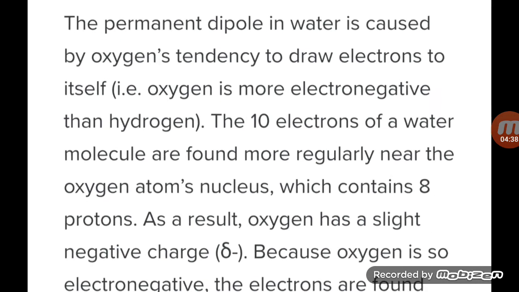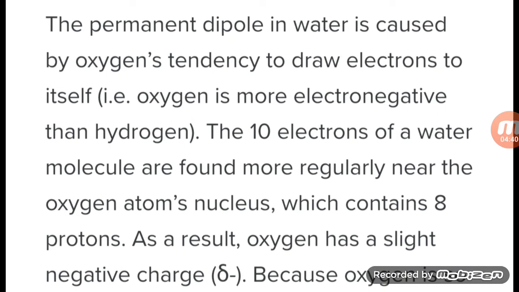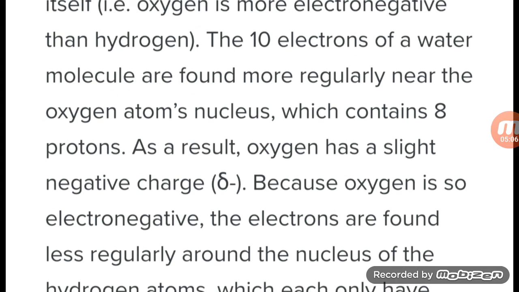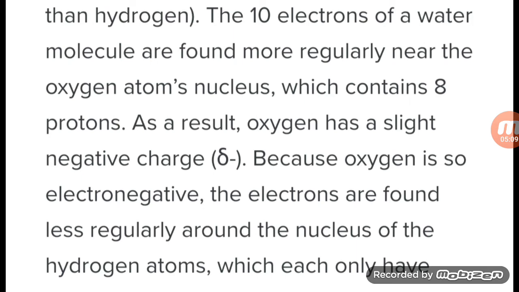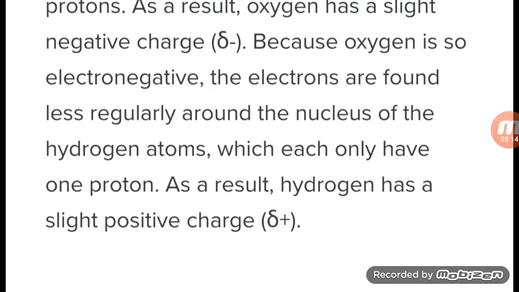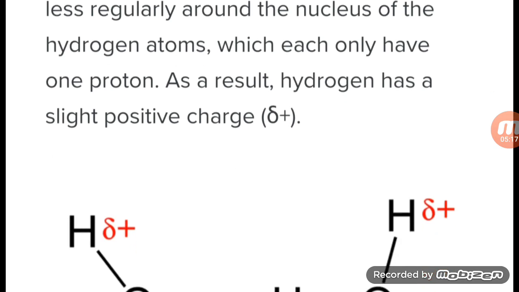The permanent dipole is water. Why does water have a permanent dipole? It is caused by oxygen's tendency to draw electrons to itself. Oxygen is very powerful. It has a very strong tendency to attract the electrons toward itself. It's more electronegative, so it will attract the electrons more toward itself. If there are 10 electrons in a water molecule, 8 will be closer to oxygen, creating a partial negative charge because oxygen is so electronegative, and the partial positive charge will come on hydrogen.